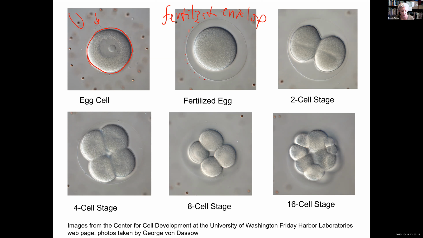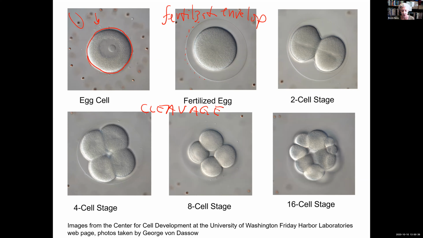But this early series of divisions where the cells are getting smaller, so this whole series of divisions that are shown on this slide are called cleavage. So cleavage is the first series of cell divisions that occur after fertilization.